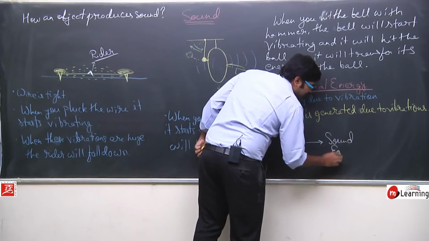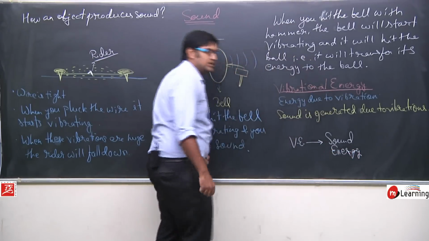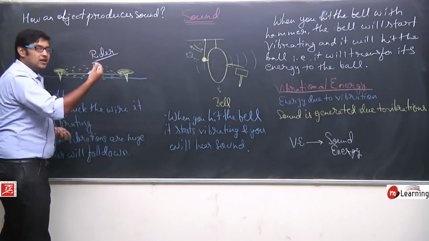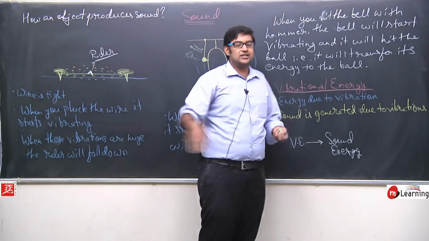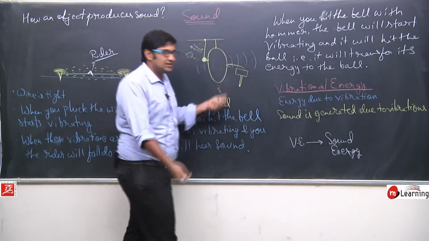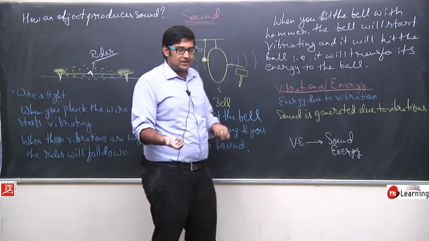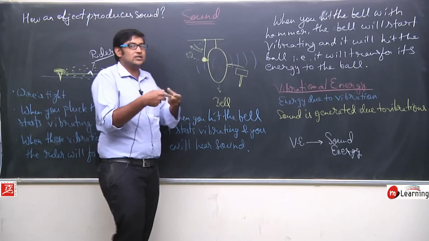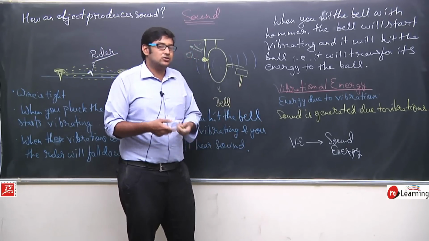And how is this vibrational energy gained? Through some work. Okay, you studied about work and time. When I am plucking this wire, I am doing some work, and this work is converted to energy, that is vibrational energy. When I am hitting this bell with this hammer, I am doing some work, and this work is converted to energy. Okay, so this is how the cycle of sound is moving. This is the basic concept of how sound is produced.